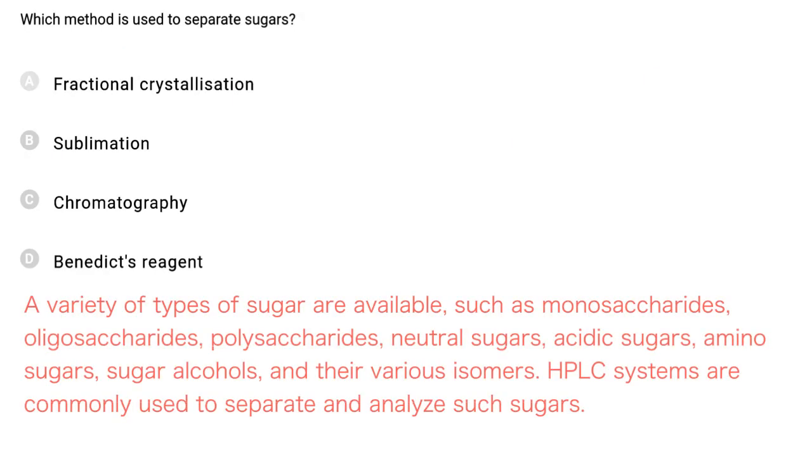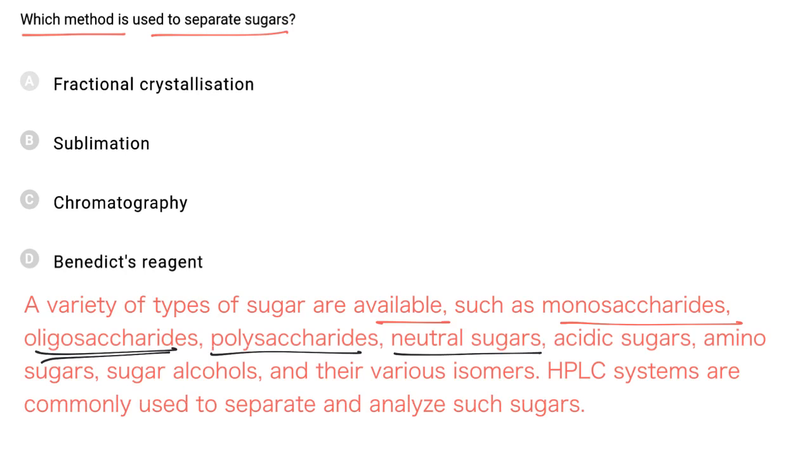In this question, we have to find which method is used to separate sugar. Now, a variety of types of sugar are available, such as monosaccharides. Monosaccharides are those which cannot be hydrolyzed further; oligosaccharides can be hydrolyzed to get 2 to 10 monomeric units; polysaccharides have n number of units; neutral sugars do not have any acidic or basic group; acidic sugars have acidic groups present; amino sugars have an amine group; then there are sugar alcohols, and various types of isomers are possible for carbohydrates or sugars.